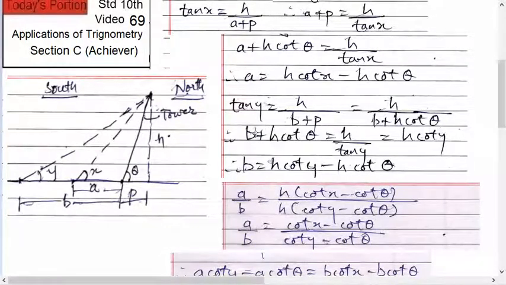Okay. Therefore, b equals what? Take h cot theta on the other side. b equals h cot y minus h cot theta, right? That's what? Okay. Next. Therefore, a upon b equals what? h into cot x minus cot theta, right? Here we got it: a upon h into cot y minus cot theta. h is gone, right? cot x minus cot theta upon cot y minus cot theta. That is a upon b.